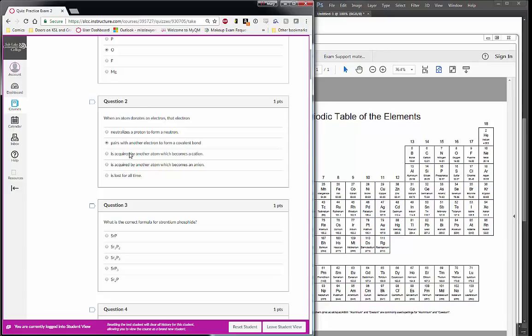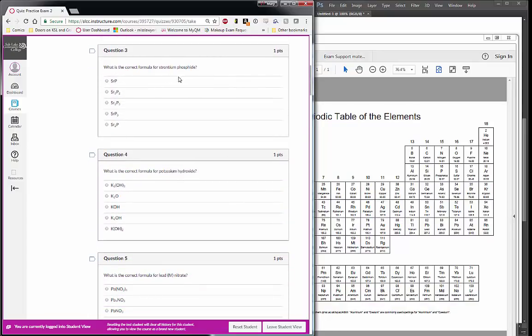So it's going to be acquired by or picked up by another atom, which then becomes a negatively charged ion because electrons have a negative charge. So negatively charged ions are anions. So it's acquired by another atom, which becomes an anion.